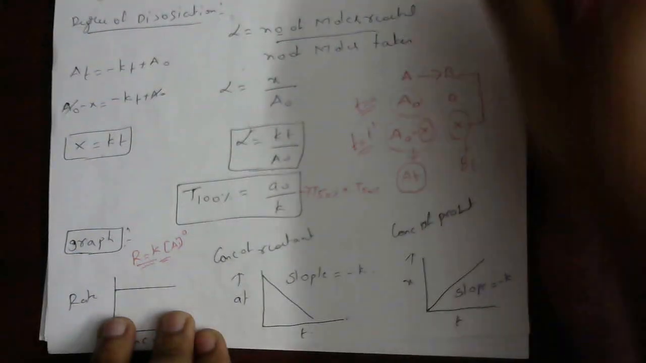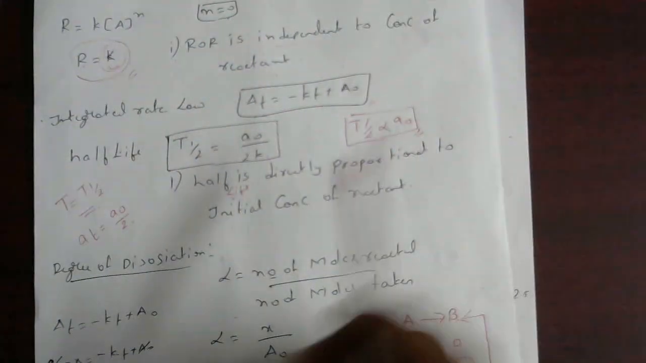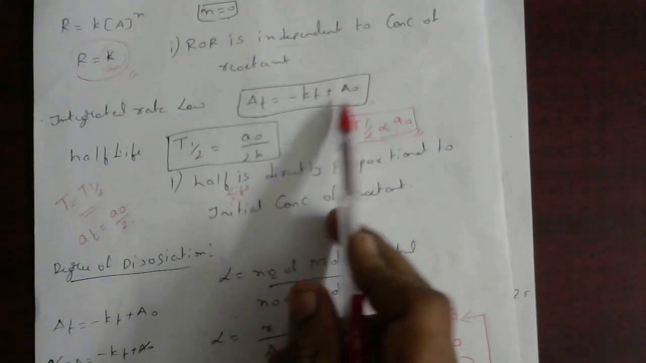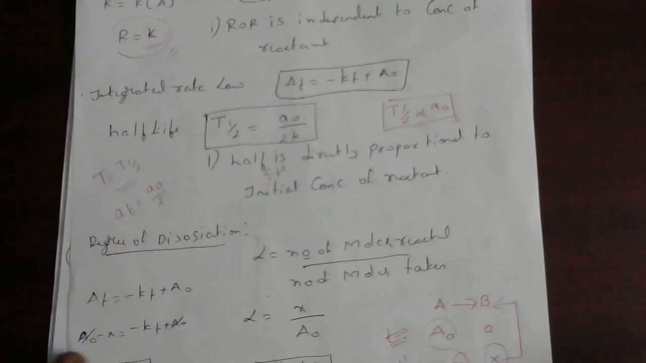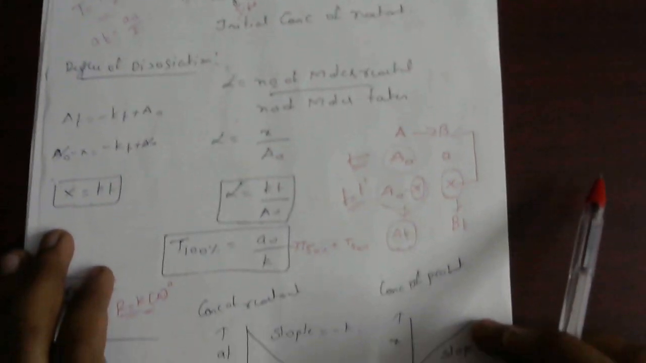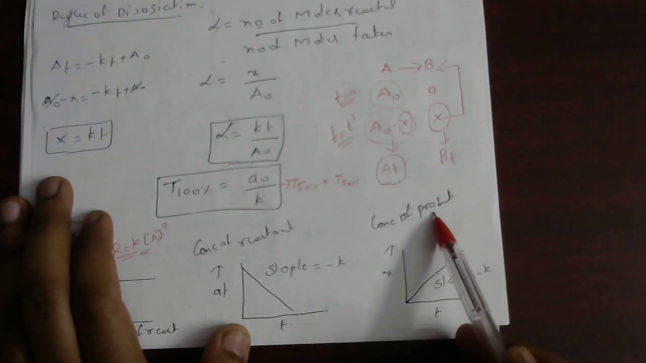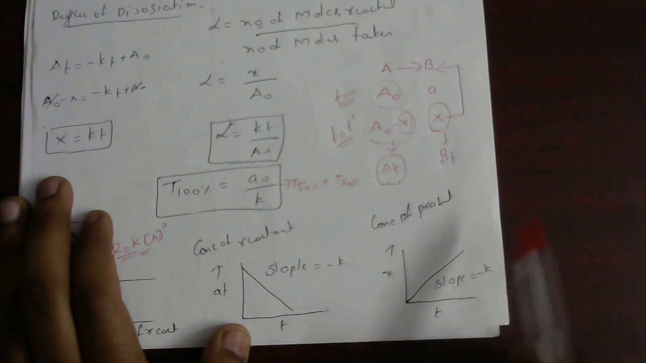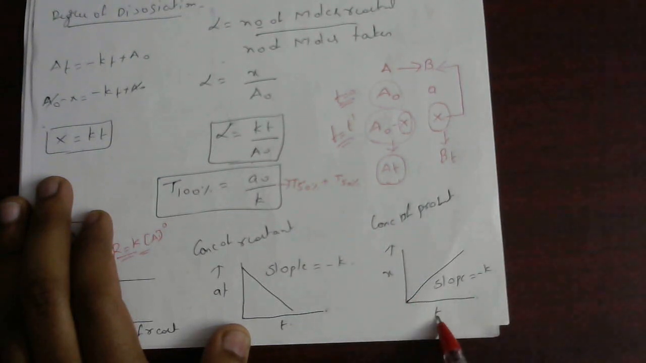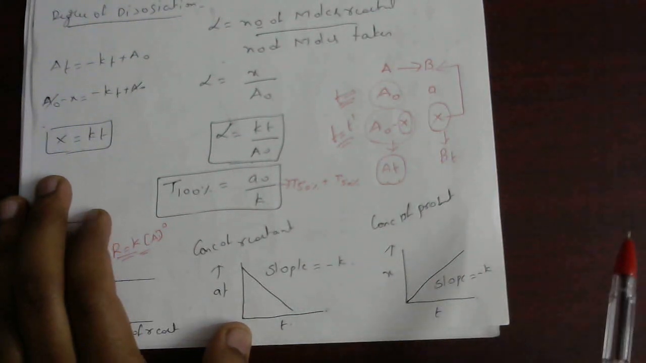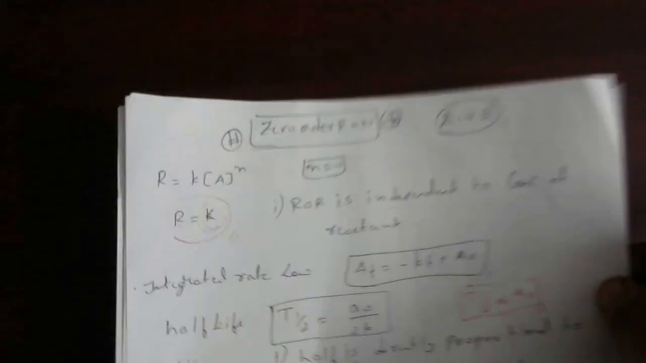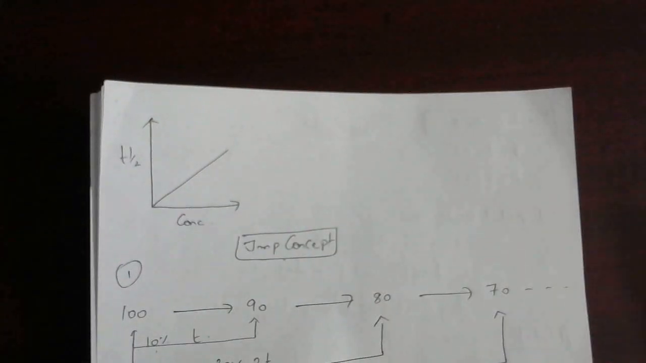We have this particular equation, so take y equal to mx plus c, and you can get the slope and draw the graph something like this. And let us talk about concentration of product. Concentration of product x and time t, you will get something like this, with slope equal to minus k. Hope these three graphs are clear. Let me go to the next slide.